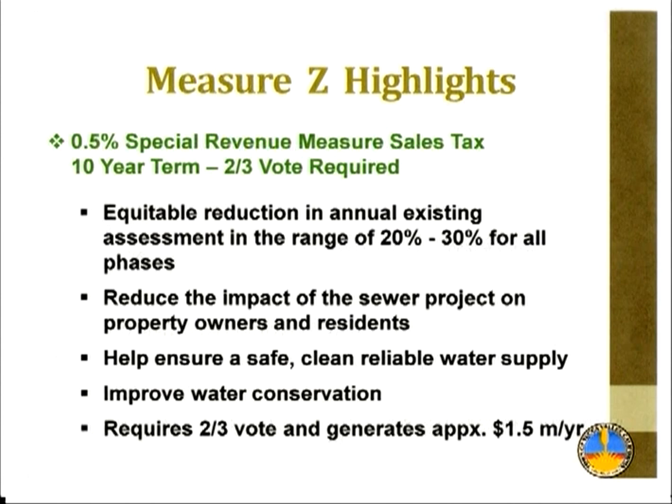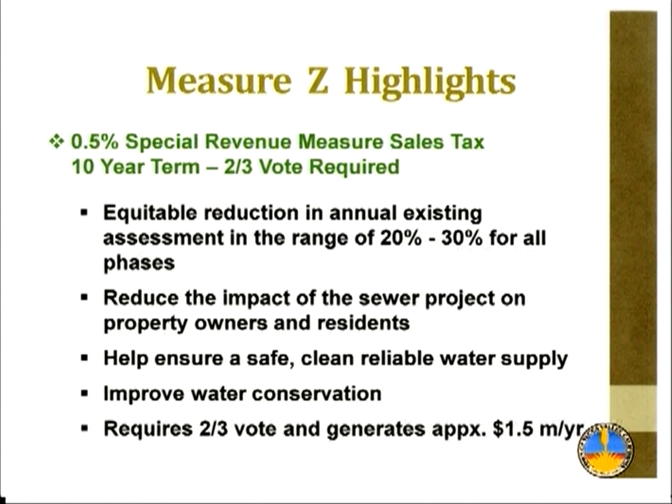Measure Z is a second sales tax measure that is designed for a single purpose: to equitably reduce the annual existing sewer assessment for all phases. Measure Z is a half-cent sales tax that will sunset in 10 years and can only be used for this purpose. Because it is a special use measure, it must pass by a 2/3 majority, or 66% plus one vote.